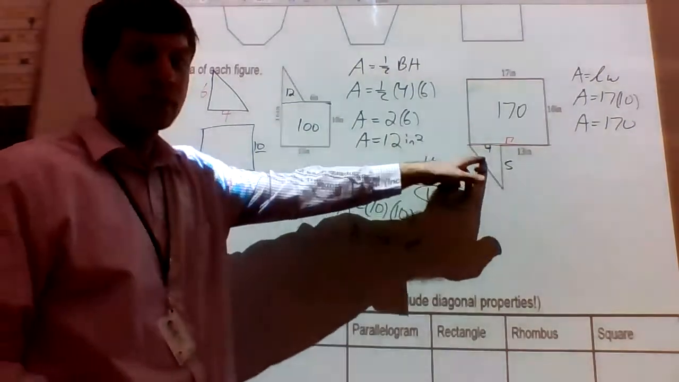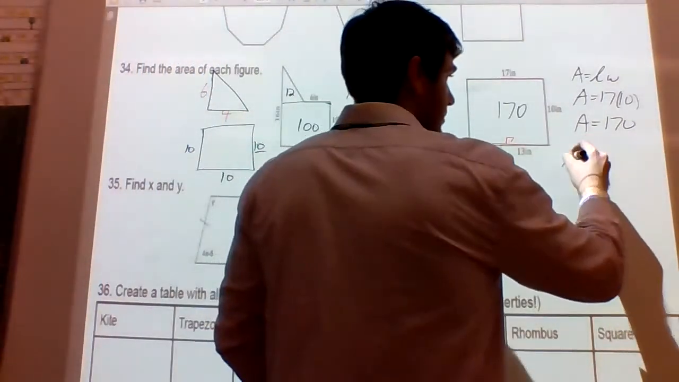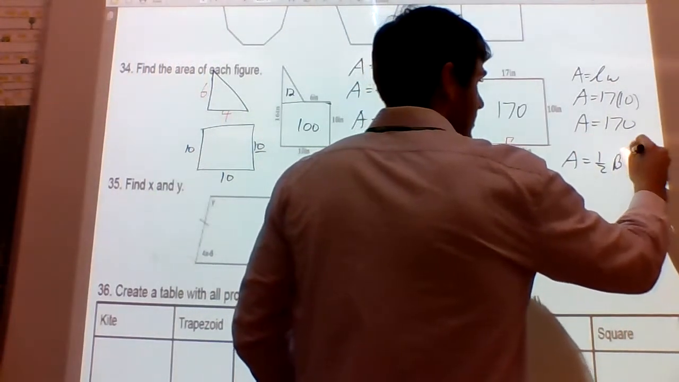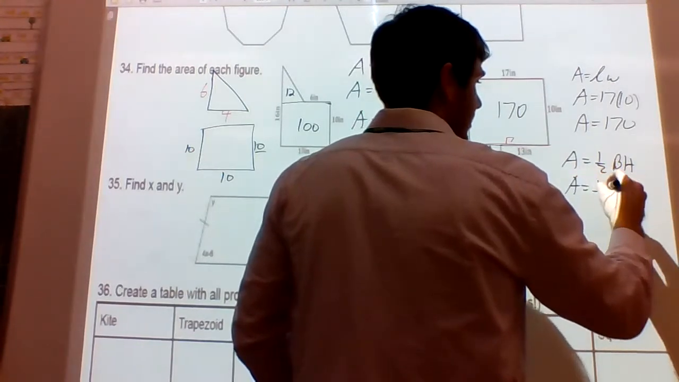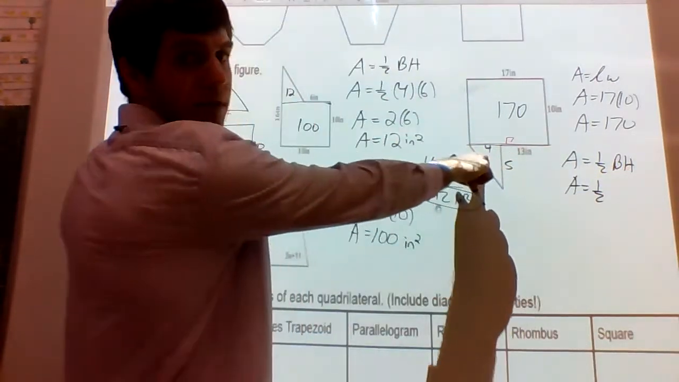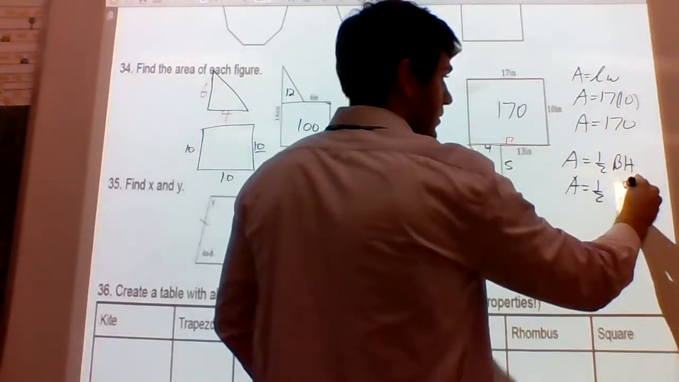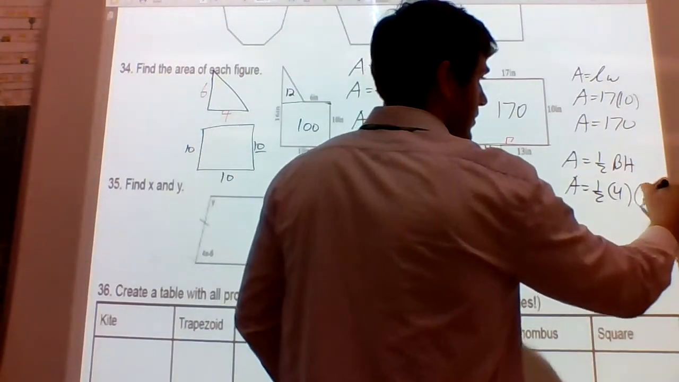Okay. So the area of the triangle is going to be 1/2 base times height. So we're going to have 1/2. The base is 4. The height is 5.